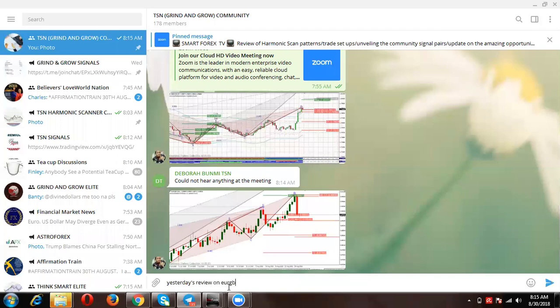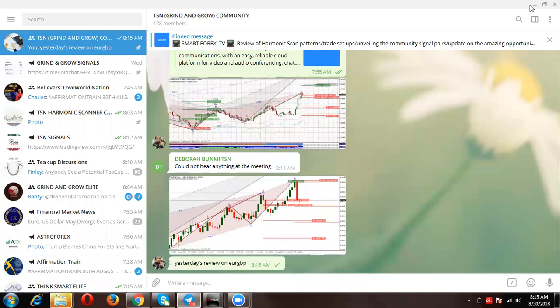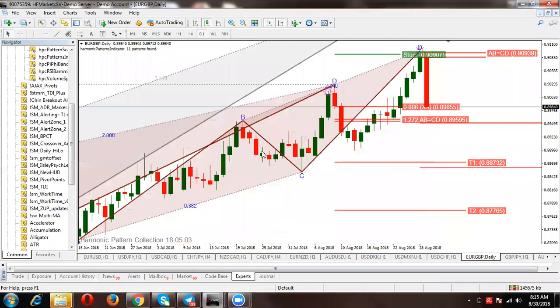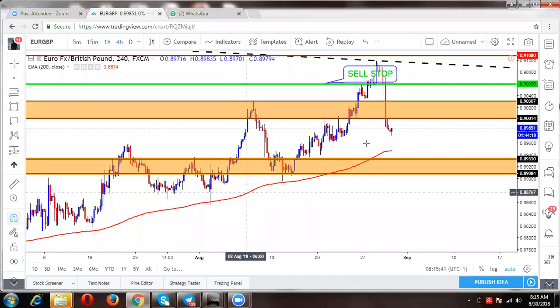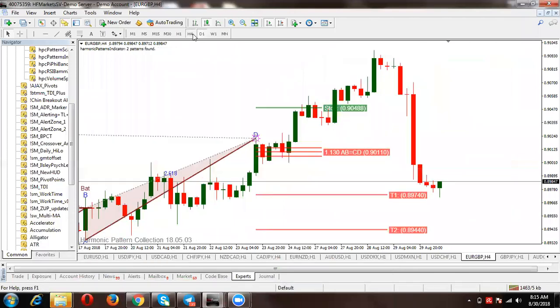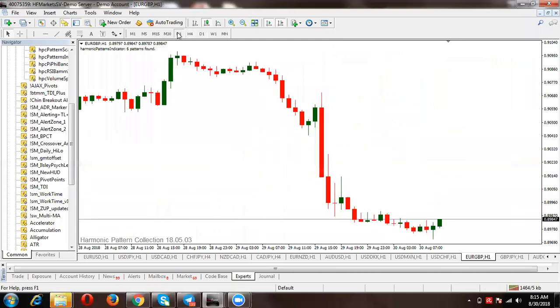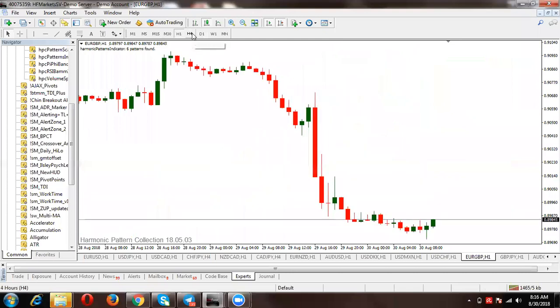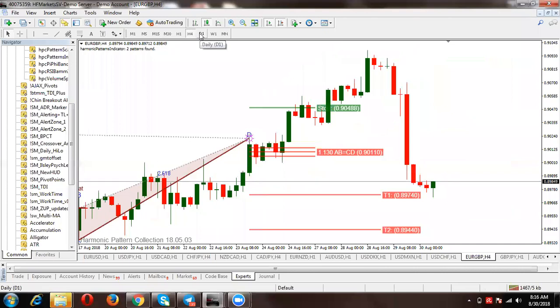Okay, so on Euro GBP, what do we have here on this time frame? I hope you guys can still hear me. You should be able to hear me. On the 1 hour, Euro GBP has played out. At least it hit TP1. I can see it retracing, pulling back rather. So we're going to skip this.